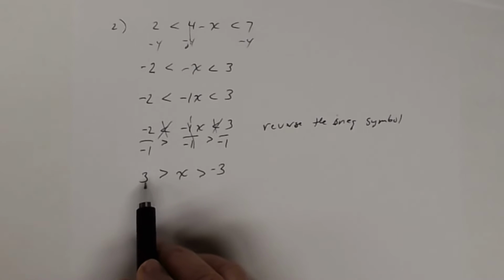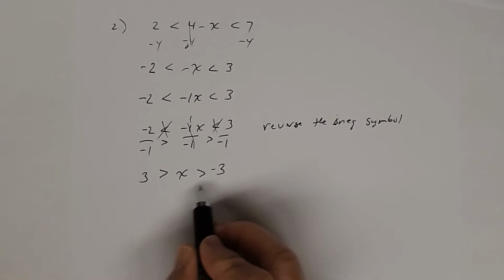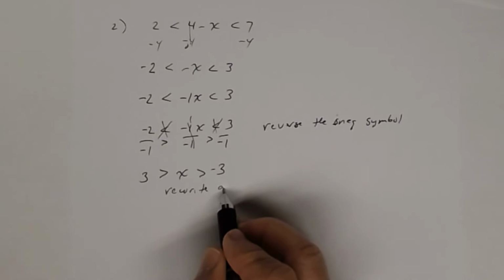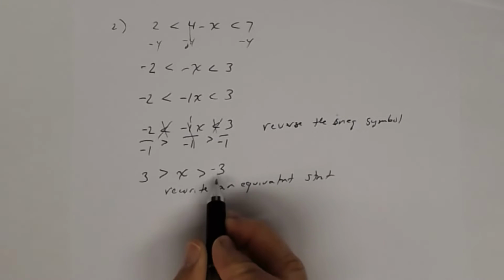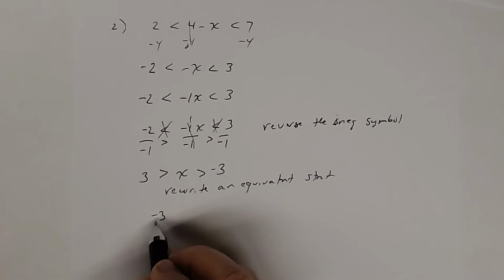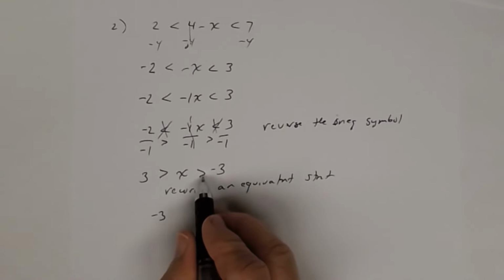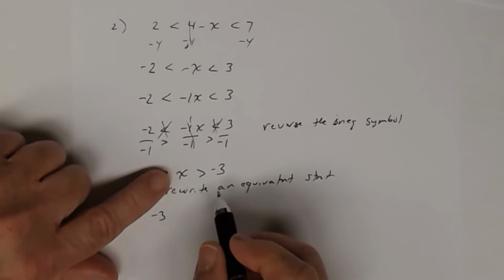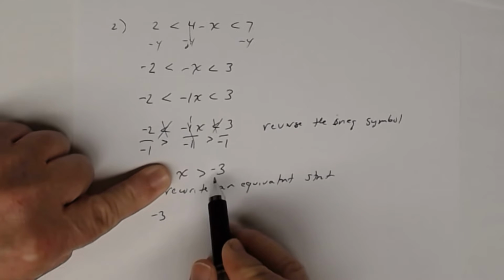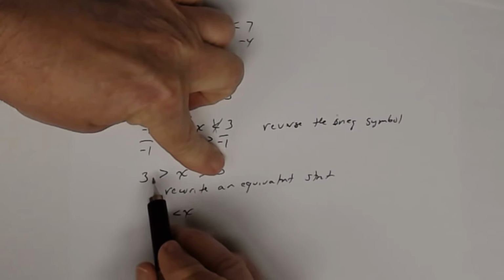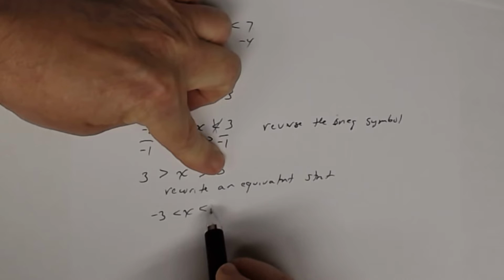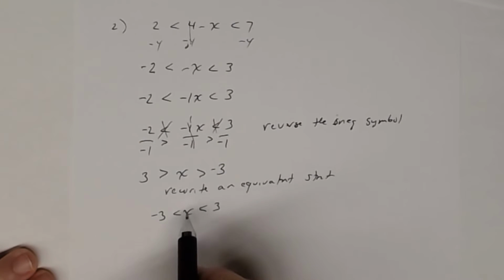Remember also that even though the statement is correct, we prefer to go from smallest to largest. So we're going to go ahead and rewrite an equivalent statement here. Basically I'm saying that negative 3, so we're going to put the negative 3 first, and that's smaller than positive 3. So if x is greater than negative 3, then that means negative 3 is less than x. And then here, if 3 is greater than x, that means x is less than 3. All right? So this is equivalent to this.